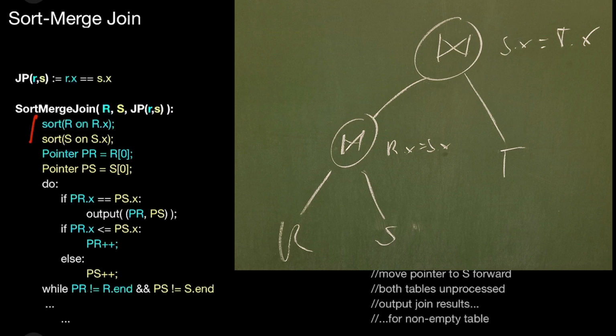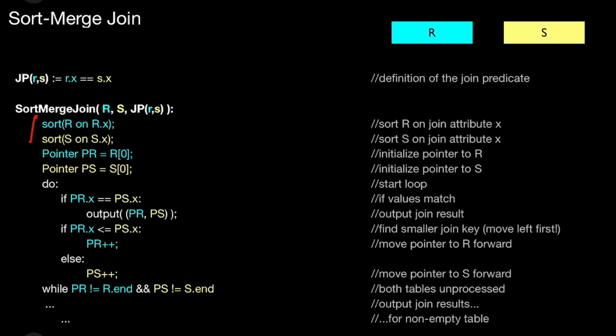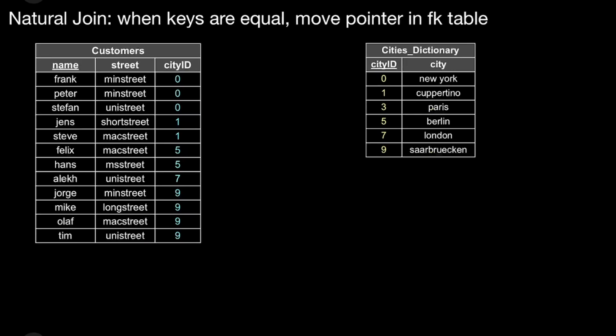And then that's what I just explained. You basically have these pointers here that are initialized to point to the first element of these streams, and then you step through these inputs. What we have to be careful about is when the keys are equal. That's what I just mentioned. So here's again this example.